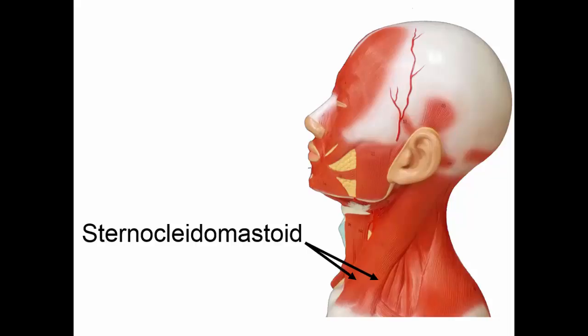The sternocleidomastoid muscle is a large muscle in the neck. When this muscle contracts, you flex the neck. You pull the head forward.